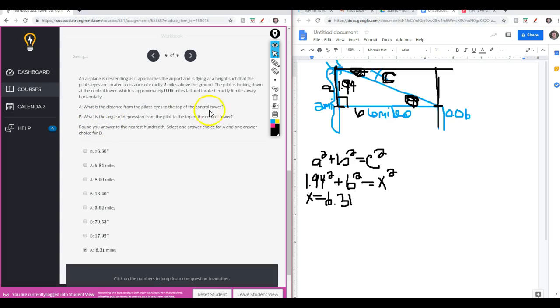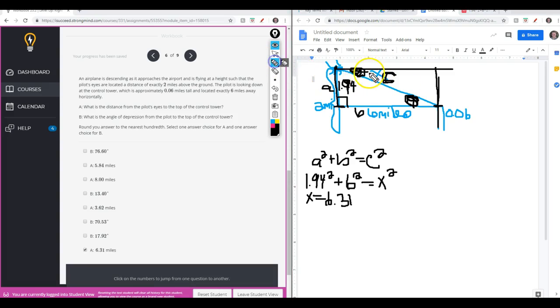And now it says, what is the angle of depression from the pilot to the top of the control tower? So again, remember that I had at the beginning said that the angle of elevation and the angle of depression have the exact same angle measure because they're alternate interior angles in this rectangle. And alternate interior angles have the same angle measure. So if we find this angle measure, which is located inside the triangle, we can find the angle of depression.